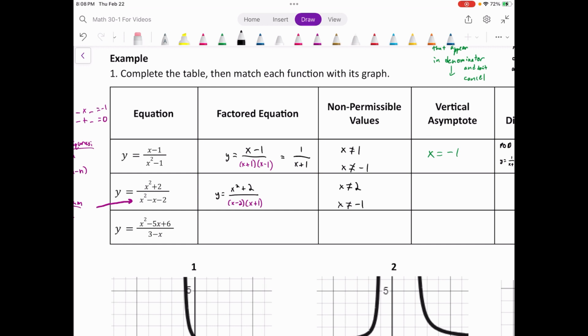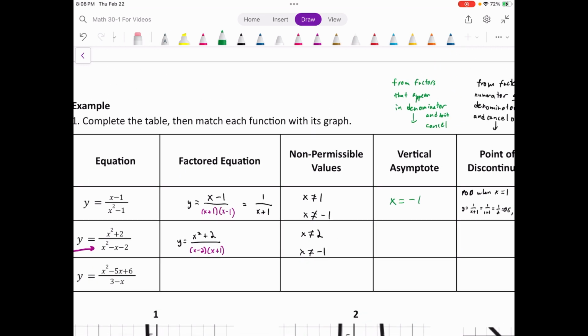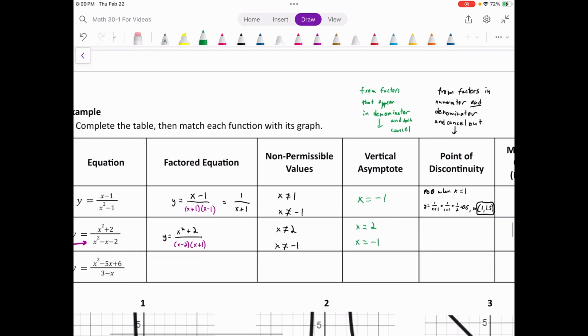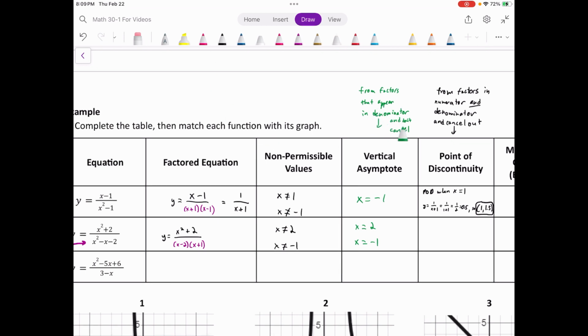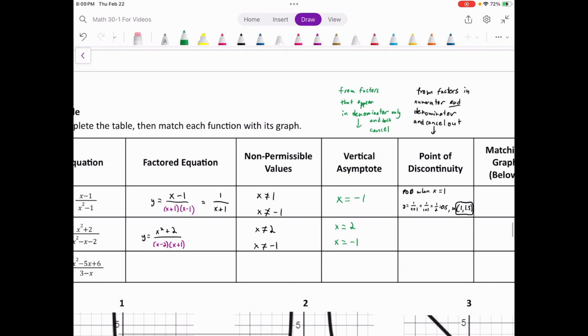Our vertical asymptotes. Okay, again, we have 2 factors in our denominator that aren't going anywhere. They're not getting simplified out. Those are both going to give us vertical asymptotes, right? X can approach 2, but never reach 2. X can approach negative 1, but never reach negative 1, right? So our vertical asymptotes are at x equals 2 and x equals negative 1. We're going to get 2 there, right? Another way to think of it, factors that appear in the denominator only, and don't cancel out. So that's going to give us those vertical asymptotes.